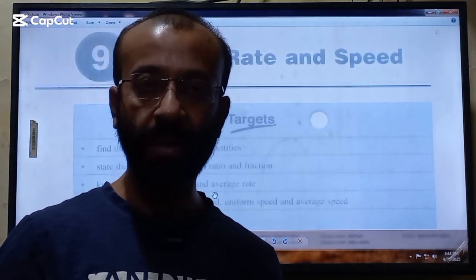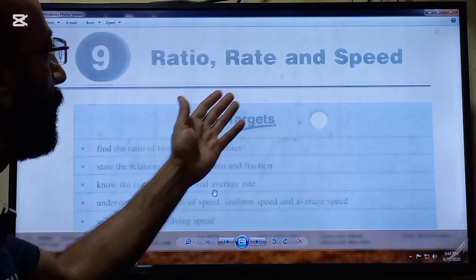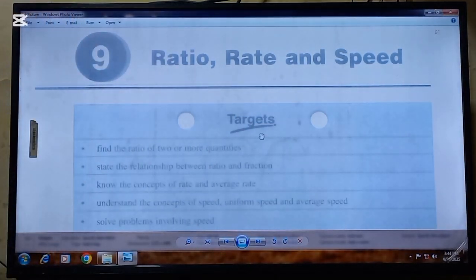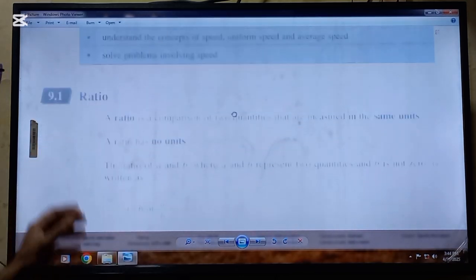Good morning, students. The next topic which we are going to start is ratio, rate, and speed. So concentrate yourself. The first topic in the lecture is ratio.